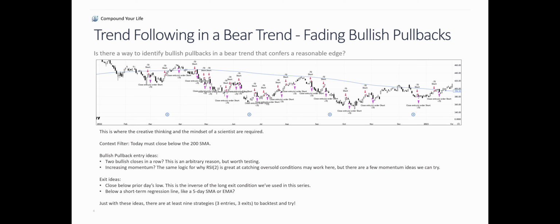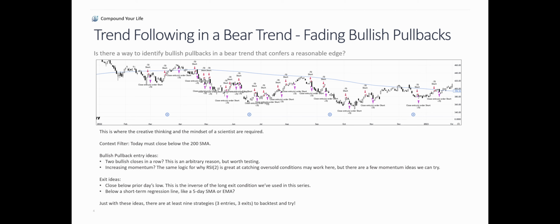So just closing below the prior day's low. But if we know anything about bear markets, we go one level deeper. Bear markets tend to dump, or they tend to have a lot of volatility. And so maybe something that is a little bit better might be when the market closes below a short-term regression line, like a 5-day SMA, or the one that probably makes more sense here is the 5-day EMA, because the EMA reacts more quickly to sudden price moves.